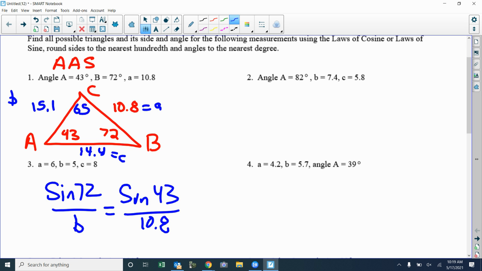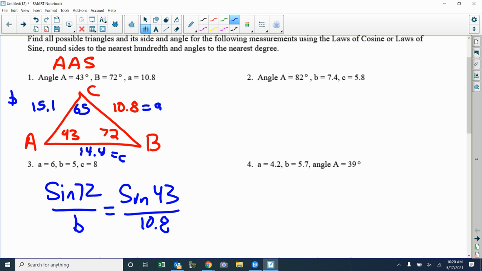Make sure in degree mode, sine of 72, hit enter. Times 10.8, hit enter. Divided by sine of 43, hit enter. And you should get 15.1. There you go. Law of sines is the easiest. Remember that. We want to use that.